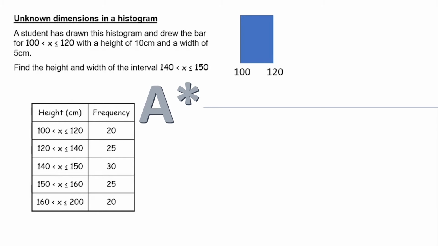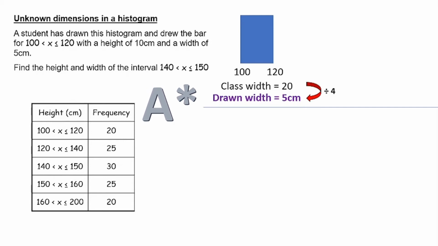I'll start by considering two ways to talk about the width. Firstly, the class width is 20, but we were told in the question that the drawn width is 5 centimeters. So straight away I know there's a scale factor here of 4. If I divide by 4, I will go from the class width to the drawn width.